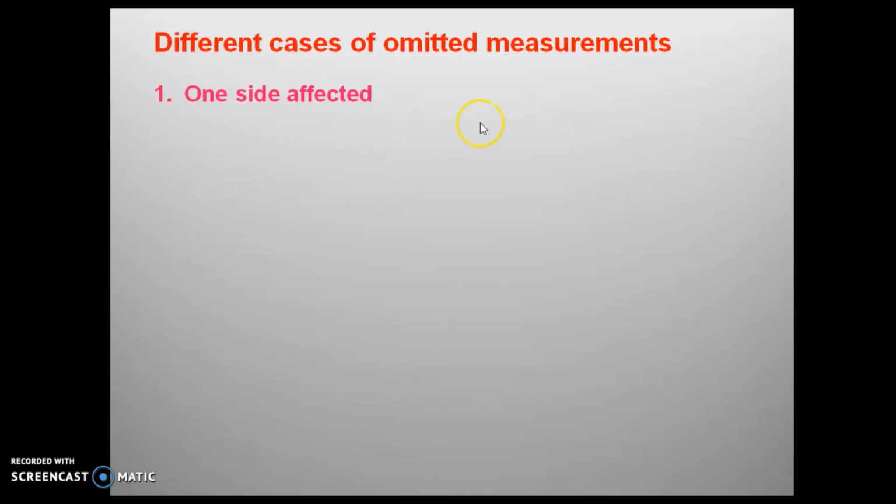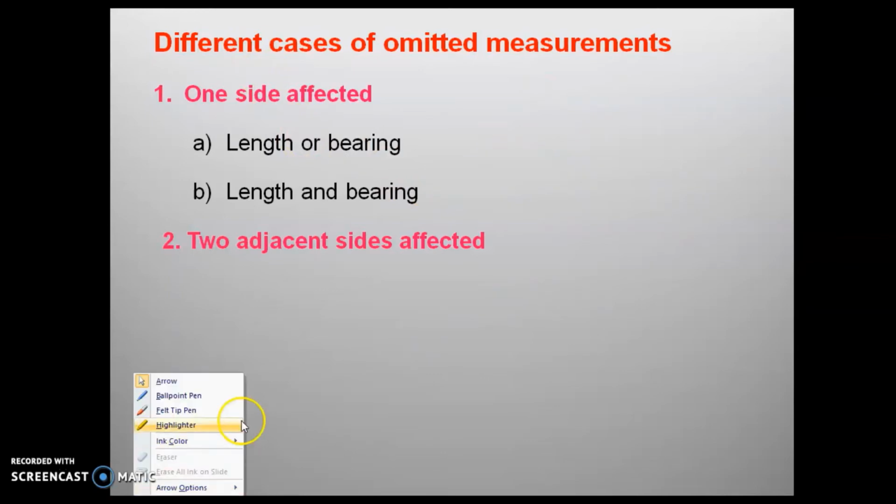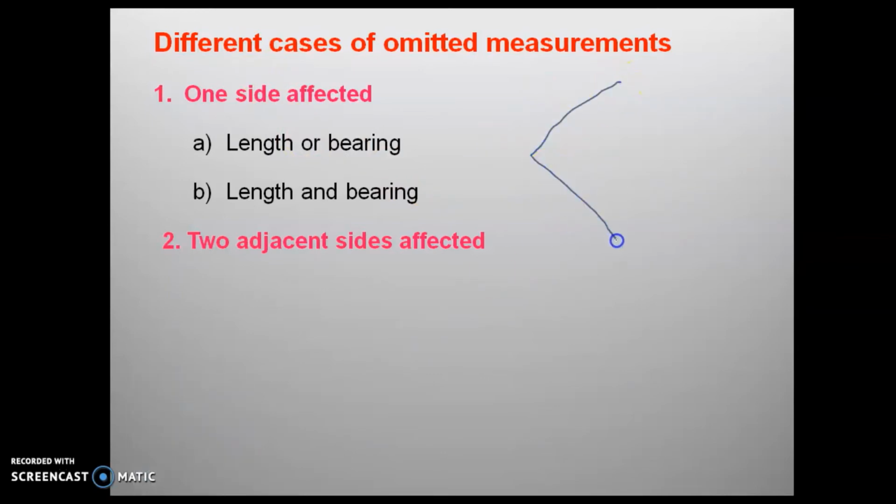Now, what different cases of omitted measurements do you face in the field? The first is one side affected: either length or bearing, or length and bearing. This is a closed traverse, and this is one leg. In that, either the length you have forgotten or the bearing you have forgotten, or the length and bearing of only this particular leg. That is one side affected.